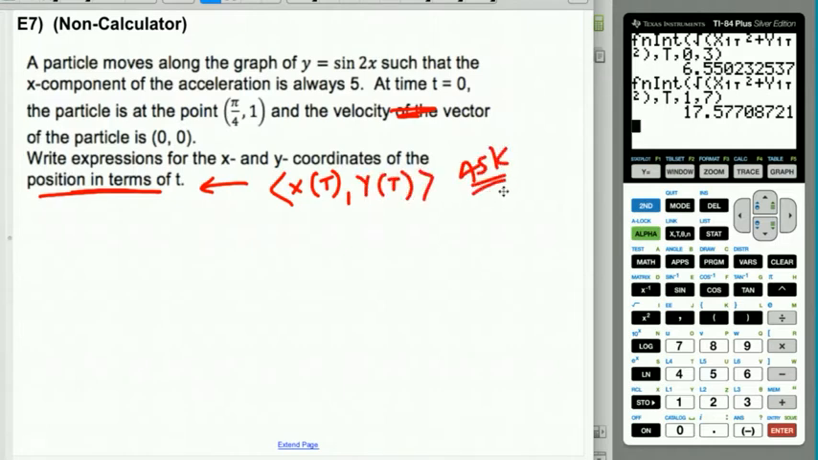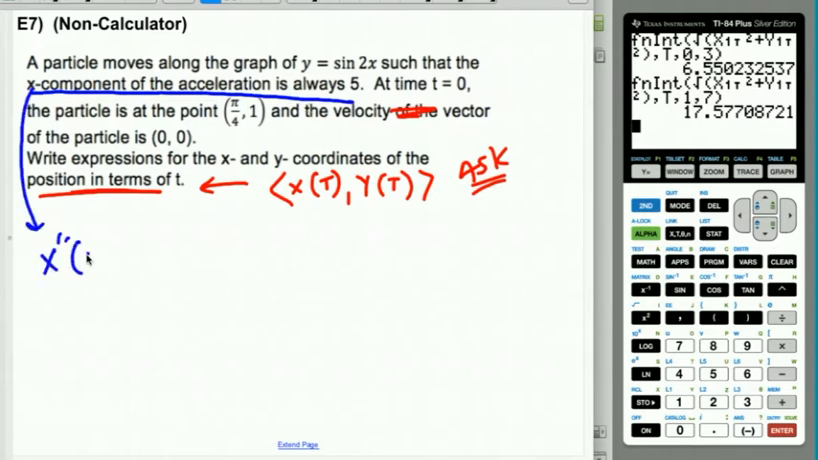And I found this to be a pretty clever problem when I stumbled upon it. So I wrote a similar problem. It wasn't this exact problem, but I wrote a similar problem because I think this is pretty clever. And it's kind of a tricky problem, which is why I'm saving it for later in the video. So here's what we know. The x component of the acceleration is always 5. Okay, so let's start there.